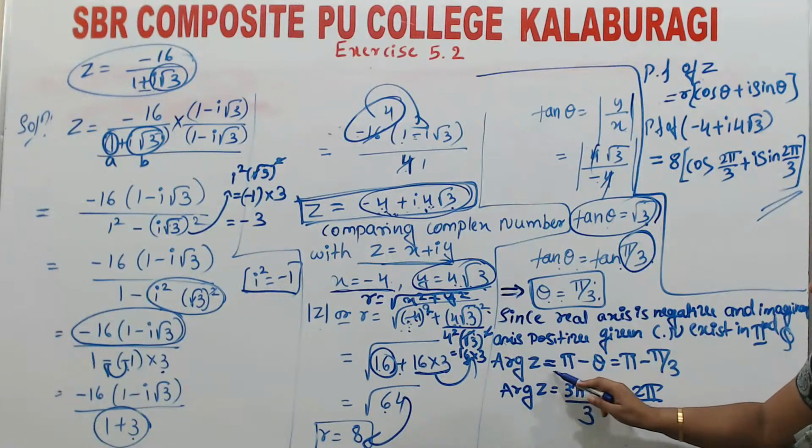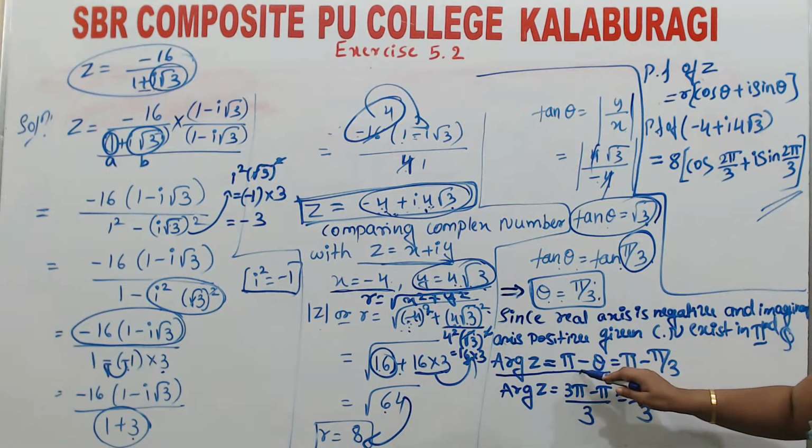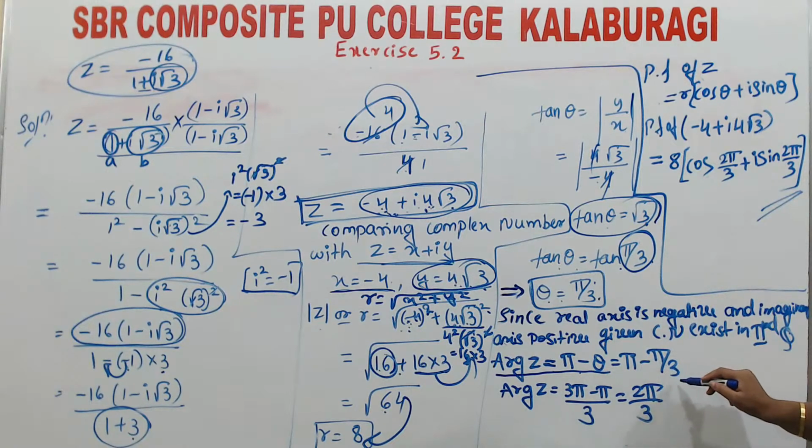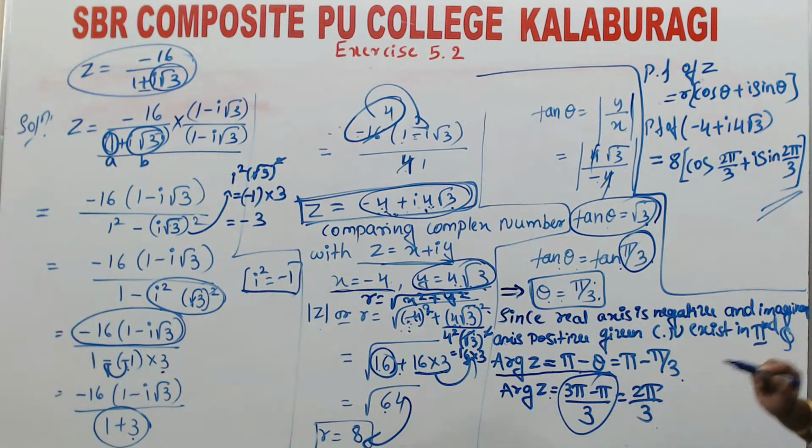Therefore, argument of z is equal to, in second quadrant, how do we write argument of z? Pi minus theta. Theta value is pi by 3. Here we took 3 as LCM term. Therefore, 2 pi by 3.